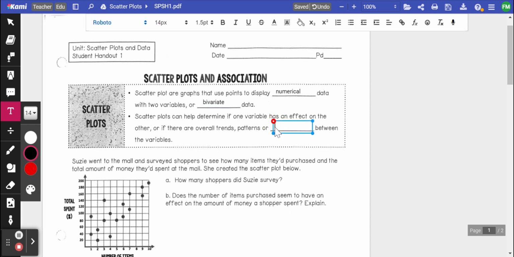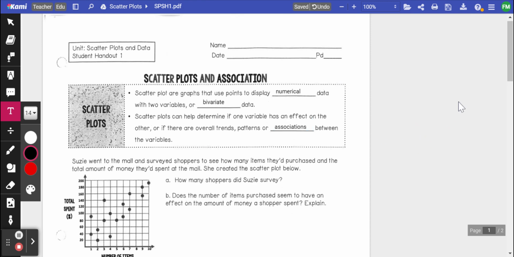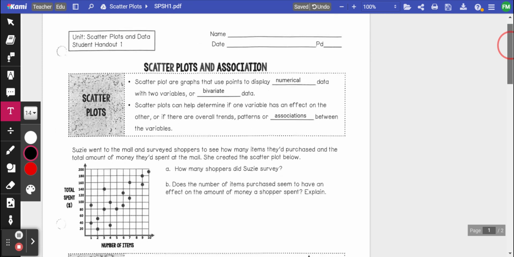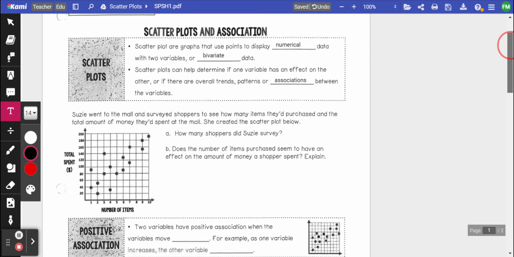or associations between the variables. Look at that. Looks like I might have even spelled it correctly. Association. There we go. Okay. So, a lot of vocabulary in this first one. Key things we will point out and pay attention to.